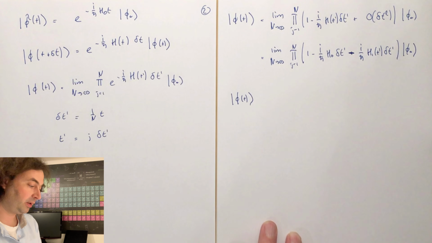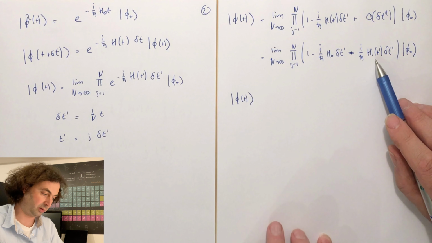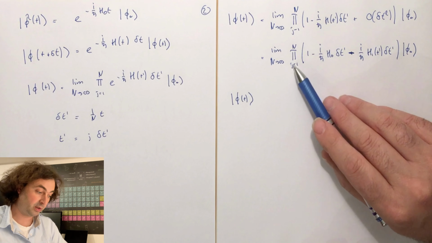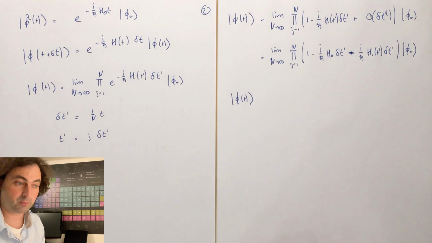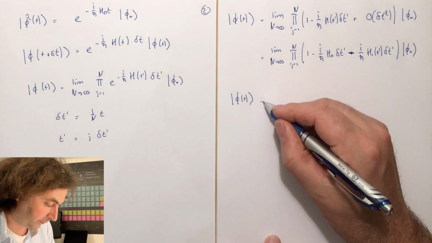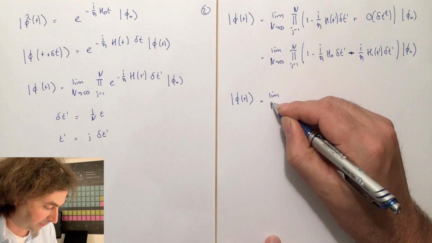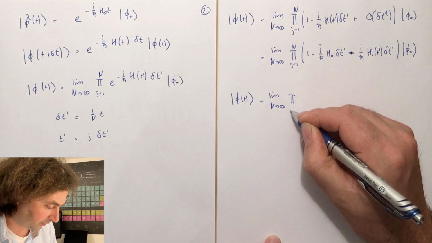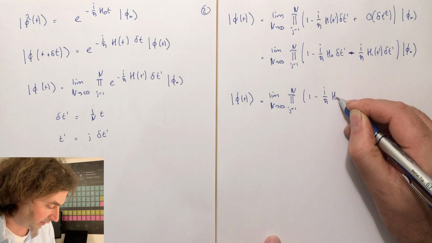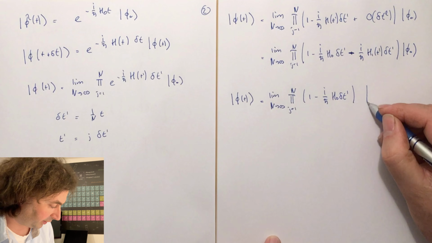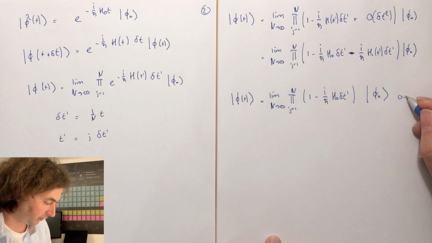our product in different orders of H1. We can act once with H1, or 2 times, or 3 times, depending on whether in your product you multiply H1 1, 2 or 3 times in there. So to 0th order in H1, we have the limit of n to infinity, product j is 1 to n, 1 minus i over h-bar H0 dt prime, acting on phi 0. So this is our 0th order.